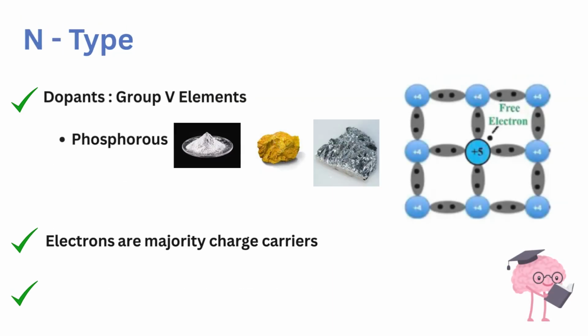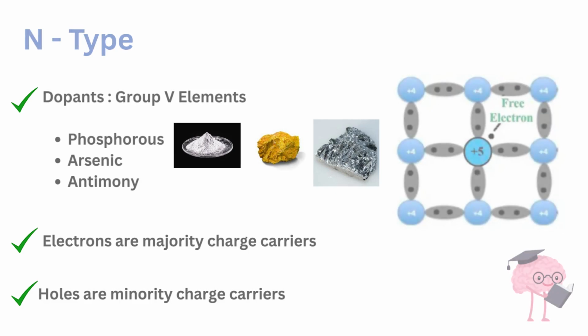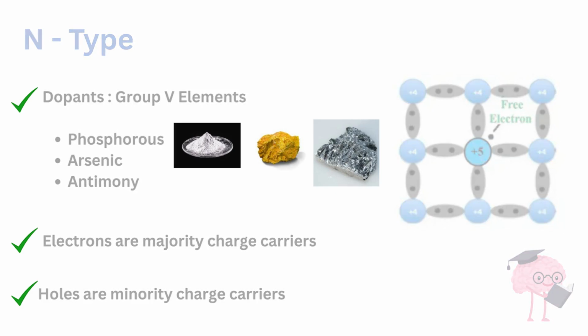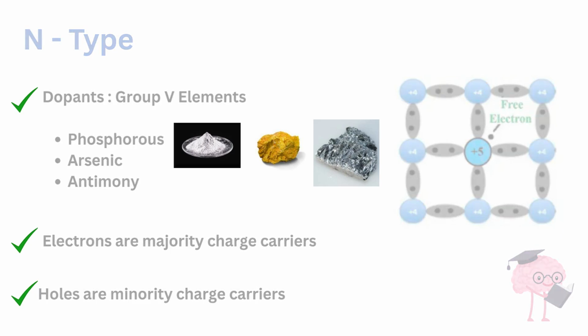N-type semiconductors are created by doping an intrinsic semiconductor material, such as silicon or germanium, with group 5 elements like phosphorus, arsenic, or antimony. These impurities have one more valence electron than the semiconductor material, resulting in an excess of free electrons. In an n-type semiconductor, the free electrons become the majority charge carriers, responsible for the flow of electric current.